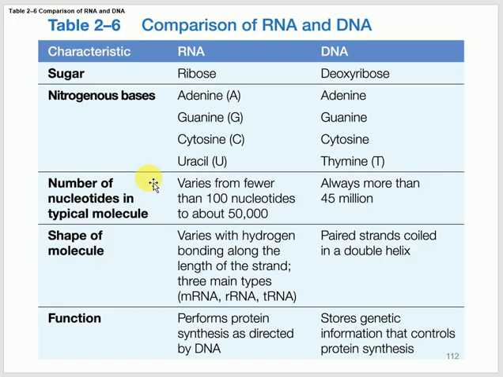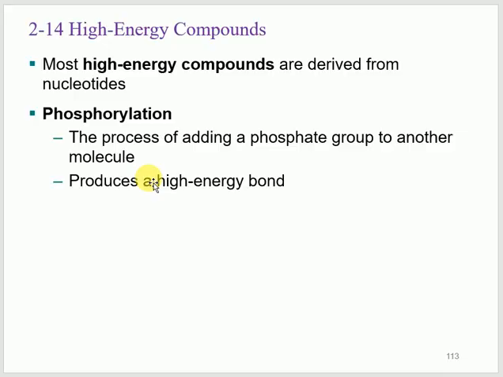So here is a comparison. I already talked about it. ATCG here versus AUCG. Double strand, single strand, and the function is different. This is good enough to know. What I already told you is good enough.